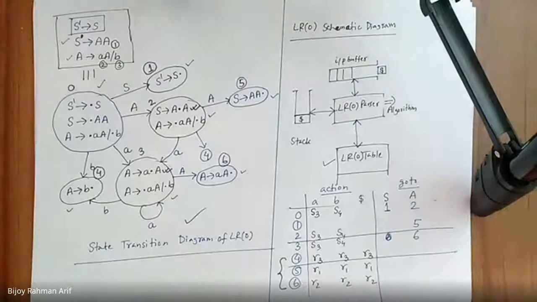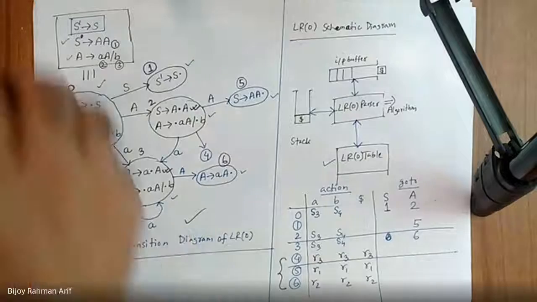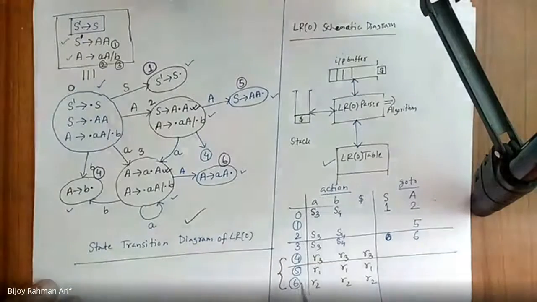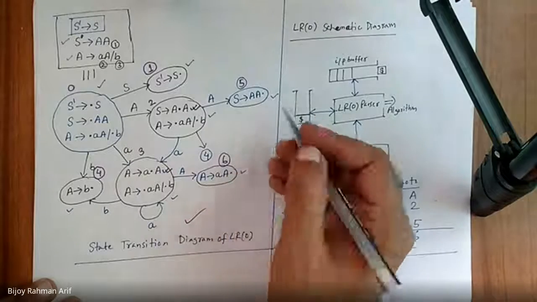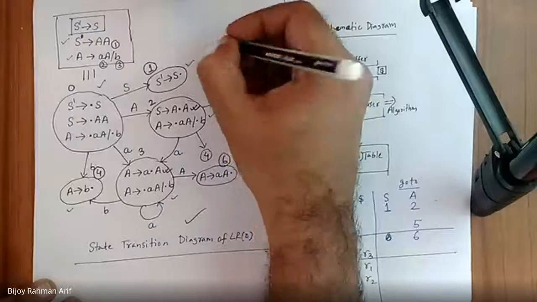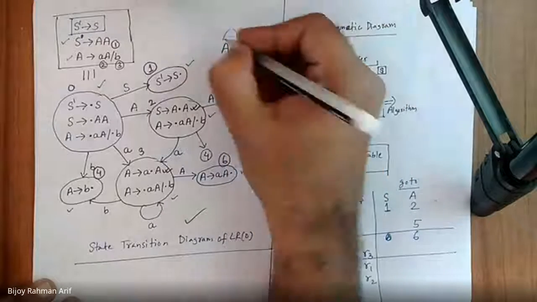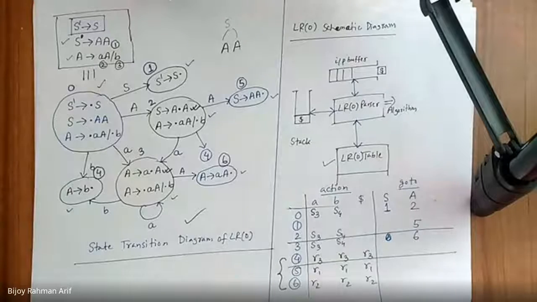Did you understand? Do you have any questions? Why are we writing reduce with 1, 2, 3? When we parse, you are going to see why we write this. For example, in 5, it means we have already seen 2A side by side. We are going to take this 2A and reduce it to S. That's how we have written these things. Is it clear to you guys?